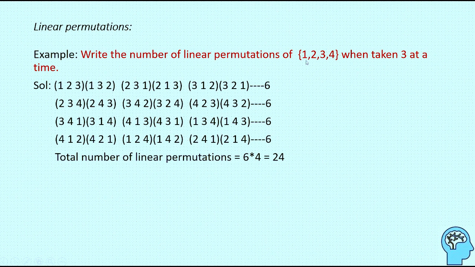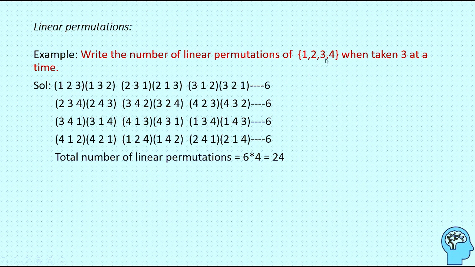So first, take the digits 1, 2, 3. So this is the set. You can arrange the digits 1, 2, 3 internally among themselves in 3 factorial ways, and the value is 6. Now next, let's go for 2, 3, 4. For the set 2, 3, 4, when you make the internal arrangements, we get 3 factorial number of permutations, and the value is 6 again.